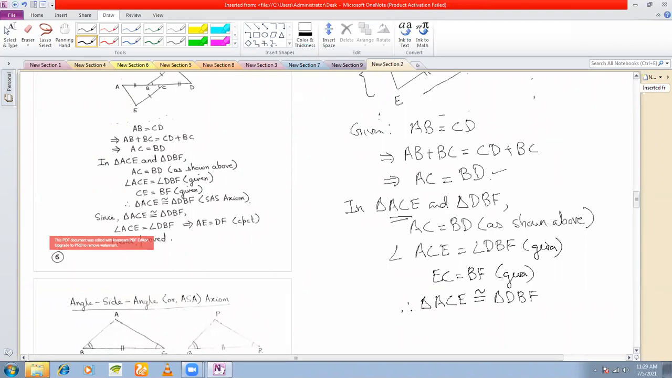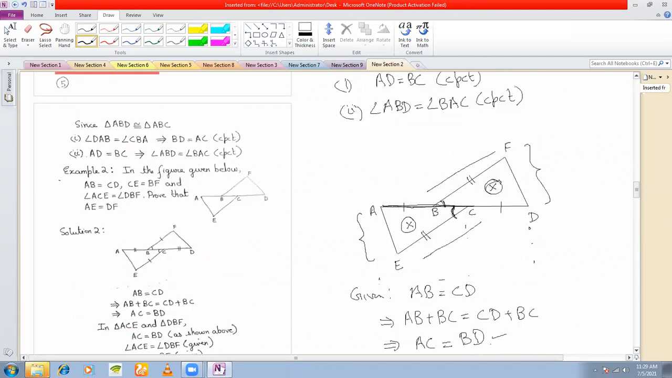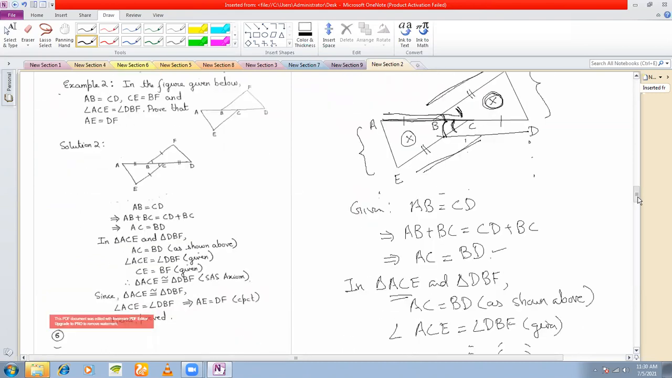Now the next part is, by what axiom are we proving equal? Now we look at the sides. You see in this triangle here, this side is involved, this side is involved, and this angle is involved between the two sides. Also in the other triangle, this side is involved, this side is involved, and this angle is involved between the two sides. That means this is by SAS.